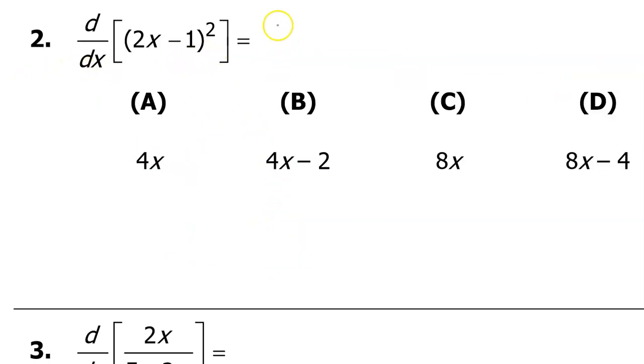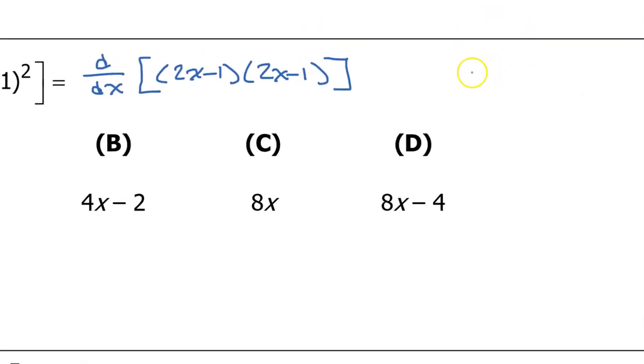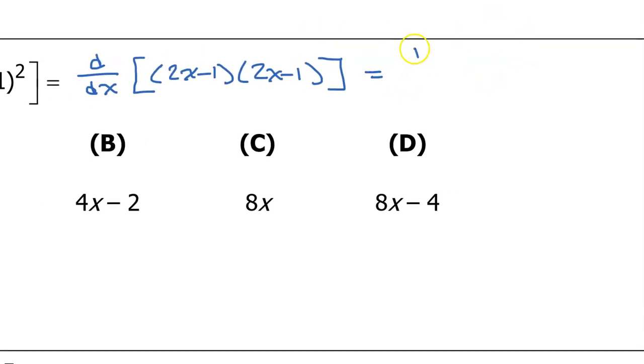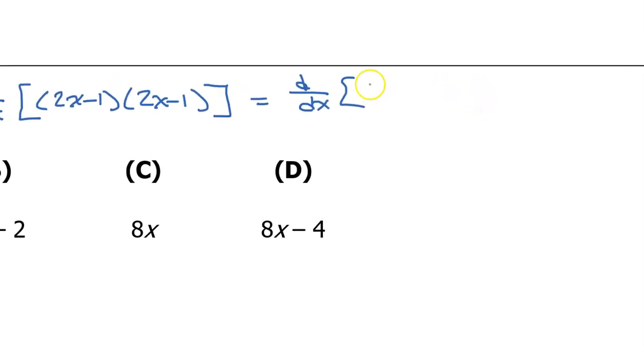Number two is a problem on which I would normally do the chain rule, but we haven't learned the chain rule yet. So I'm going to rewrite this by thinking of this as 2x minus 1 times 2x minus 1. So if you FOIL that, you're going to get 4x squared minus 4x plus 1.